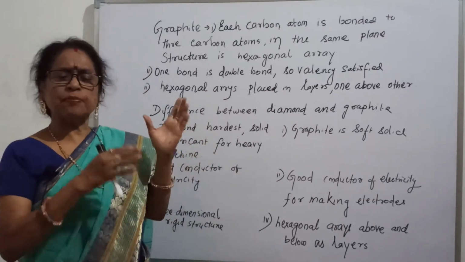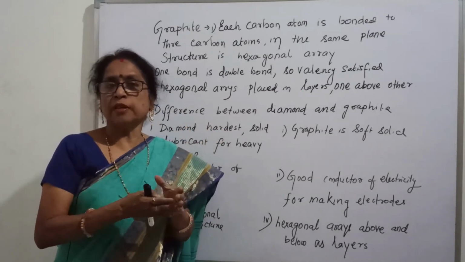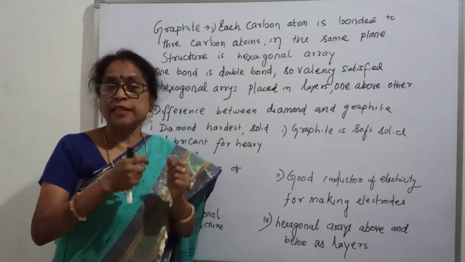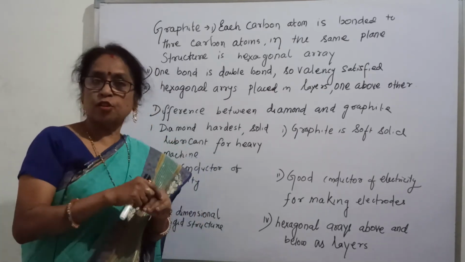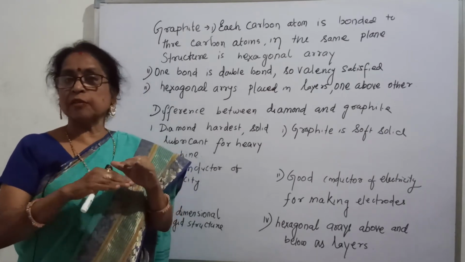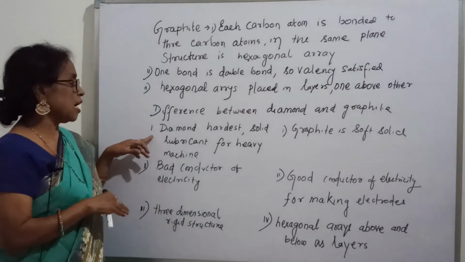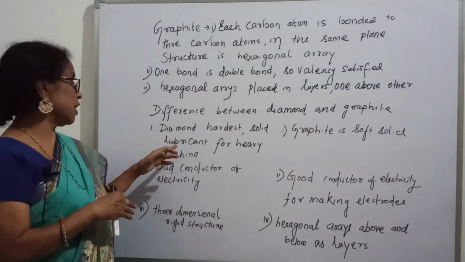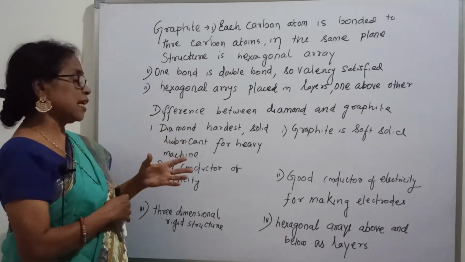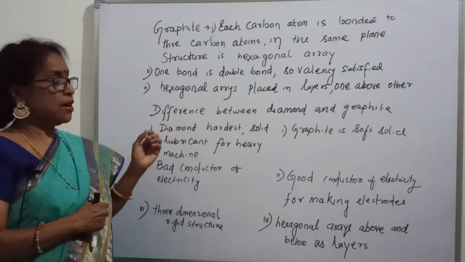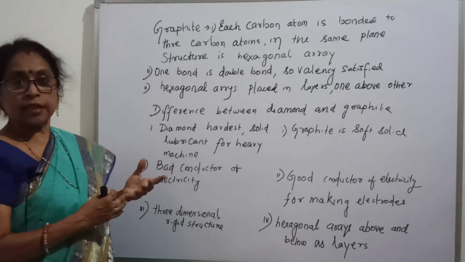Then what is the difference between graphite and diamond? You know, diamond is very hard, a rigid 3-dimensional structure, whereas graphite is very soft. It is a hexagonal array, a layer by layer structure. Diamond is the hardest. And what is the use of graphite? It is a solid lubricant for heavy machines, very important. Graphite is a soft solid, which they use for pencils.